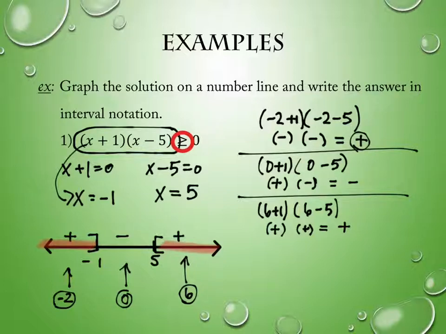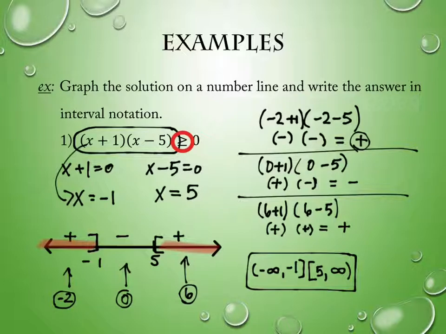So starting at the far left, we would start at negative infinity. And if I move along my number line, I stop at negative 1, with a bracket. And then I pick back up at 5 with a bracket and continue on to infinity. So that's what the interval notation would look like. And truth be told, if you're not asked to graph, I'd still recommend you do graph. It's a lot easier to write down the interval notation from a graph than any other way to do it.